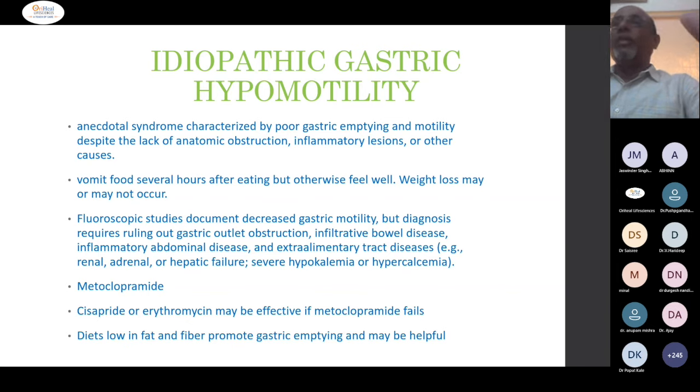So what is important in idiopathic gastric hypomotility? It is the differential diagnosis of obstruction, inflammatory lesions and other causes before thinking about idiopathic gastric hypomotility. Otherwise, response to metoclopramide, cisapride and erythromycin, which improve gastric motility, will be diagnostic of idiopathic gastric hypomotility.